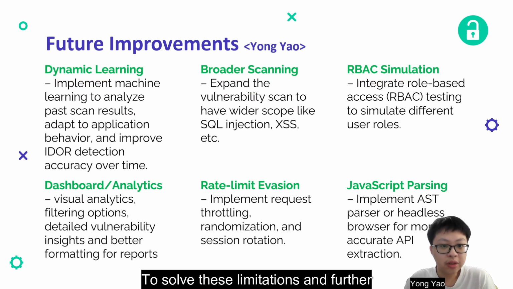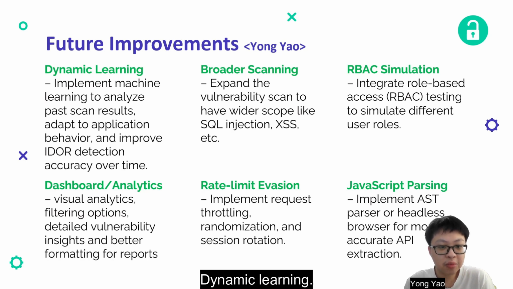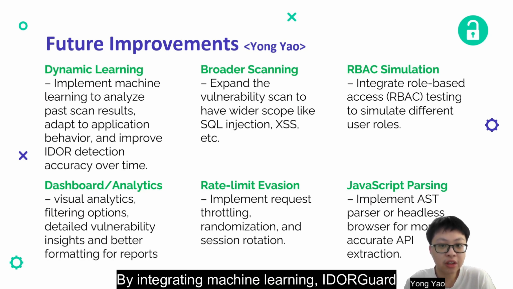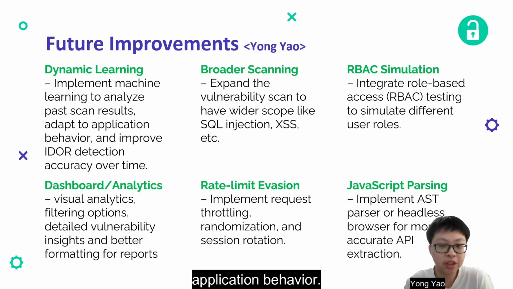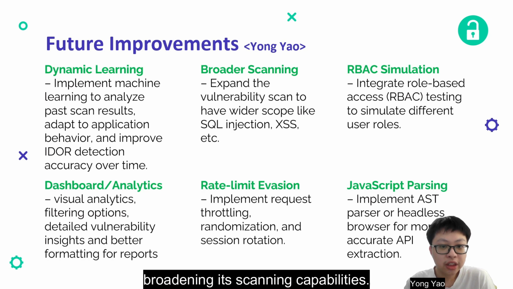To solve these limitations and further enhance IDORGuard, we have chosen several key areas for improvement. First, dynamic learning. By integrating machine learning, IDORGuard can analyze past scan results and adapt to application behavior. This will improve detection accuracy and help identify any new vulnerabilities. Second, broadening its scanning capabilities.